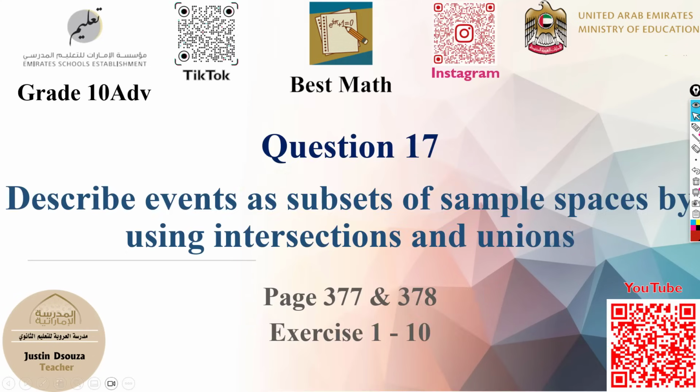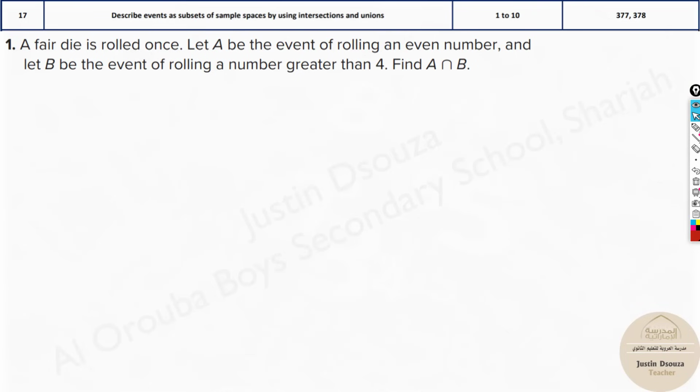Question 17 is to describe sample spaces by intersections and unions. Now let's look into a problem. Here we have a fair die which has been rolled once. Let A be the event of rolling an even number and let B be the event of rolling a number greater than 4. Find A intersection B. This symbol over here, intersection, means the outcome must be in both A and B, in both the events. Only such terms will be considered. If you write all the terms together, that would be union.